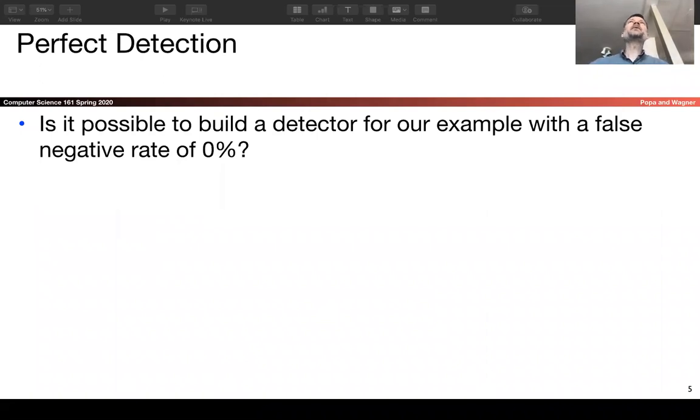Ideally we would like both error rates to be as small as possible. So here's a first question. Going back to what we talked about in the last lecture, where we wanted to detect intrusion into this enterprise's web server, an intrusion that was downloading the etc password file: is it possible to build a detector for that case with a false negative rate of 0%? Think about whether the answer is yes, it's possible, or no, it's not possible. And then let's try and do a vote.